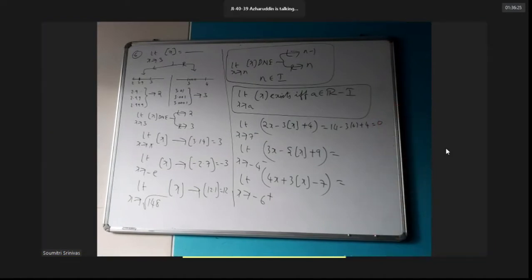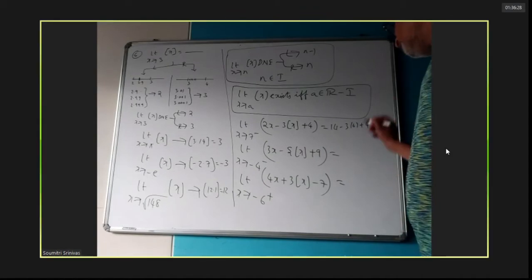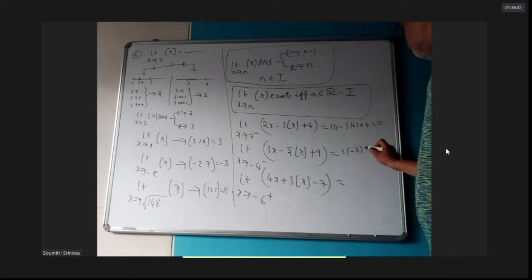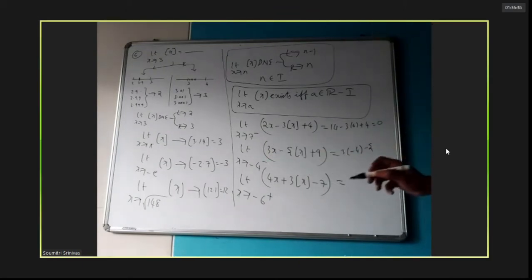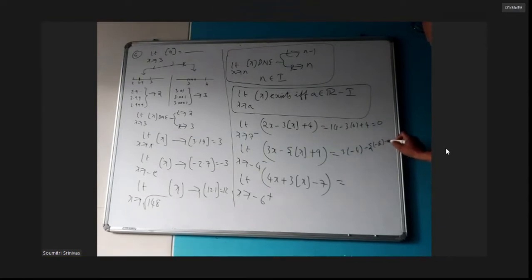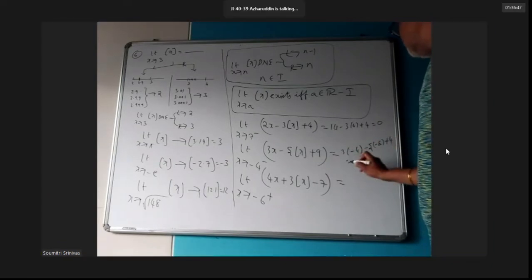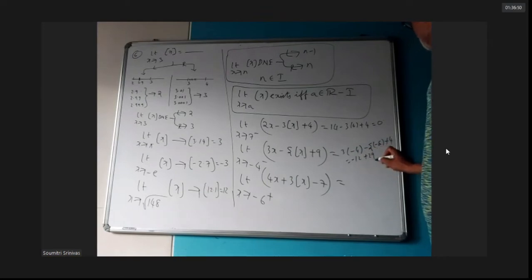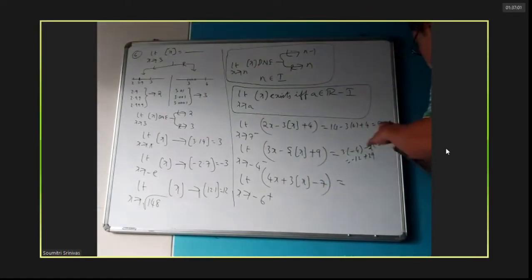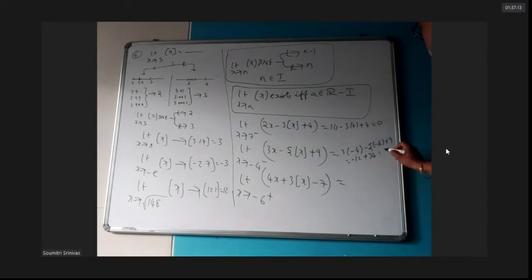24, sir. Is it correct? Yes, sir. 3 into minus 4. What is left hand limit at minus 4? Minus 5. Minus 5 plus 4, so minus 12 plus 25 plus 9. 25 plus 9 is 34. 34 minus 12 is 22. 22 है ना? Yes, sir.